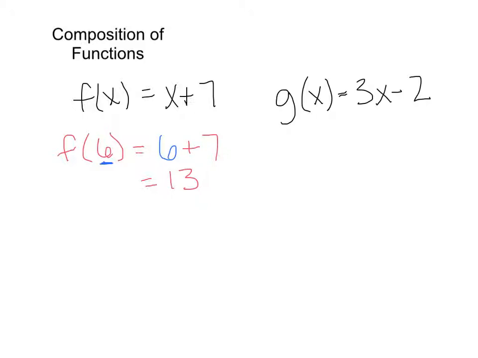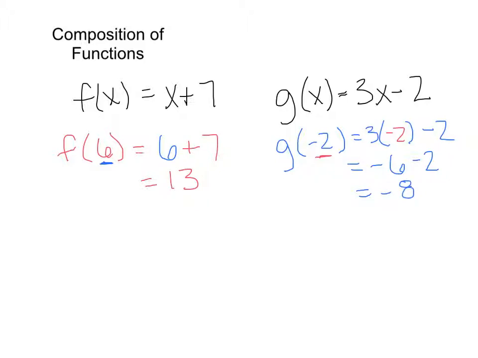Let's use the g function now. So let's have g of negative 2. So in this case, what we're doing is we're replacing the x with a negative 2. So wherever you see an x in the g function, you want to replace it with a negative 2. So we have 3x minus 2, and we're replacing it with that negative 2. Now it's just a matter of doing some calculations. We get negative 6 minus 2. So g of negative 2 equals negative 8.